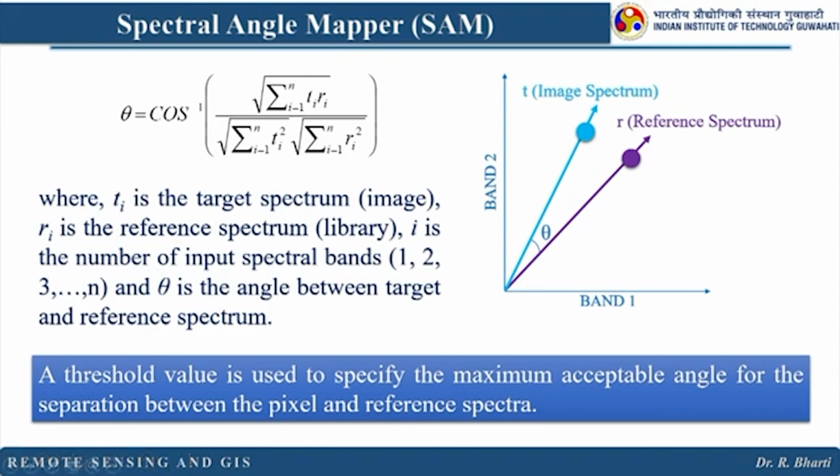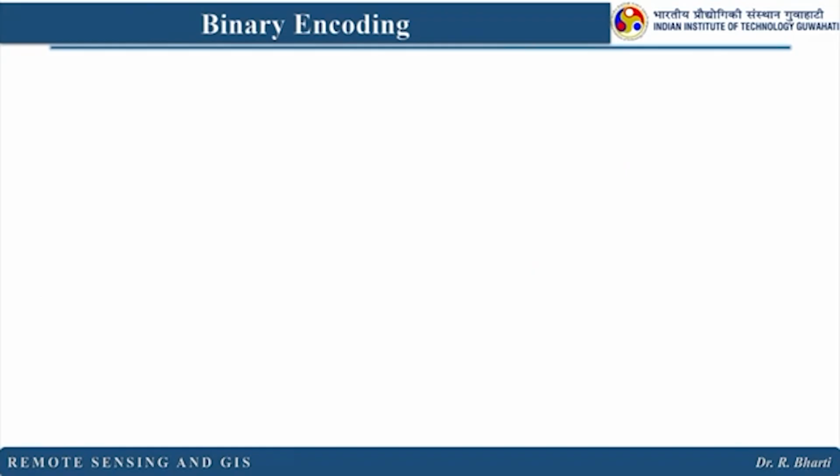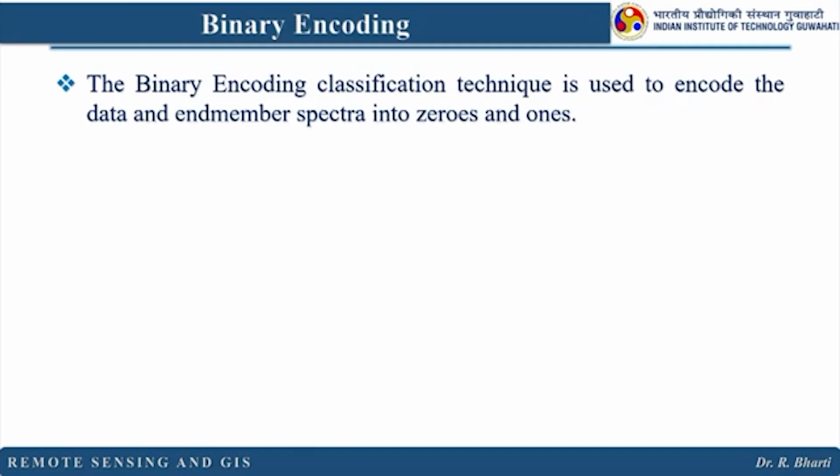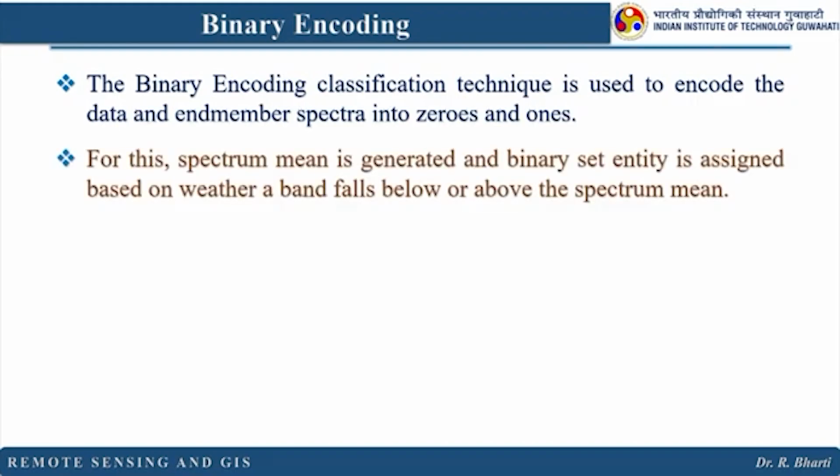So that's why a threshold value is used to specify the maximum acceptable angle for the separation between the pixel and the reference spectra. Now the next method is binary encoding. The binary encoding classification technique is used to encode the data and end member spectra into zeros and 1s. For this, a spectral mean is generated and a binary value is assigned based on whether a band falls below or above the spectrum mean.